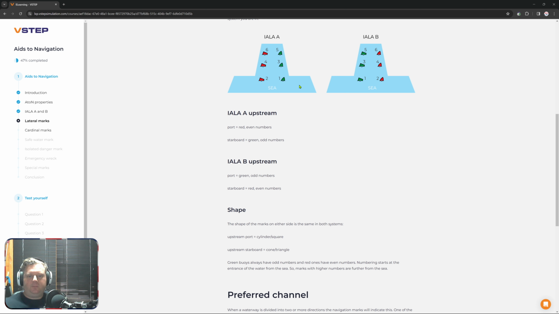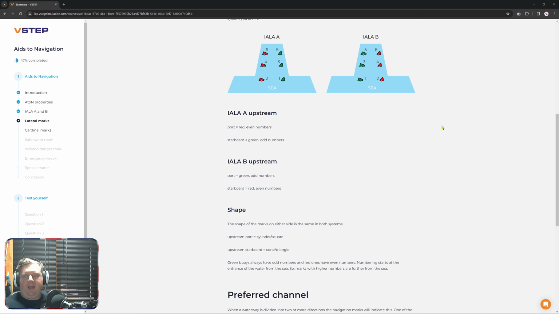IALA upstream. Port equals red. So, okay, so it's about the flow. What if the sea changes whether or not the water's coming in or going out? Because that's going to change the upstream, isn't it? It all gets so confusing very quickly. So anyway, port red even numbers 2, 4, 6, gotcha. Starboard green and odd numbers 1, 3, 5, okay.